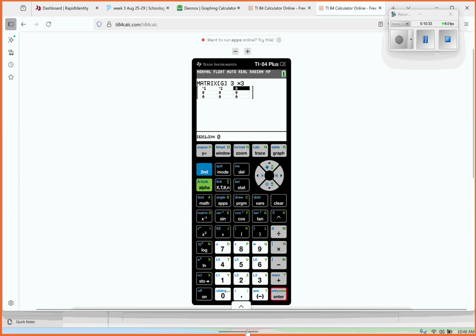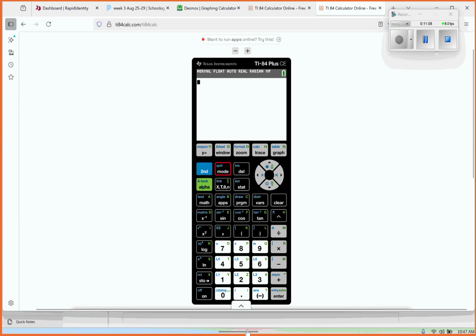Okay. 5. Second row. One, enter, 0, enter, -1. Bottom row, -2, -3, and 1. And then second quit out of that.